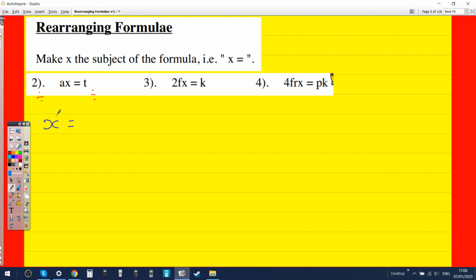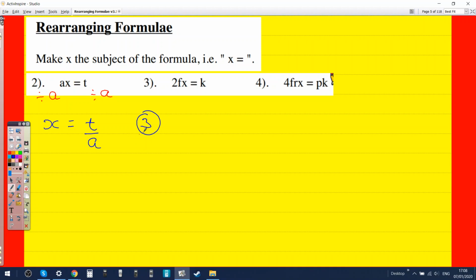So a divided by x. You just divide both sides by a. Oh, okay. And so what's on the right side? T. There's something else? Divided by a. Yeah. That's it. How about question 3?